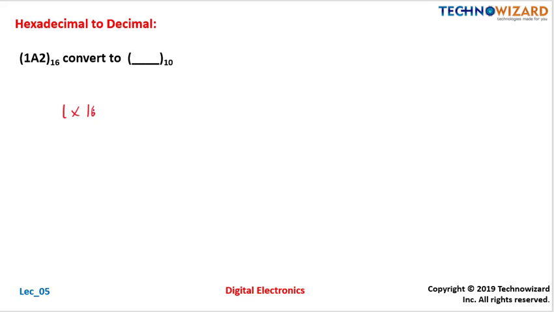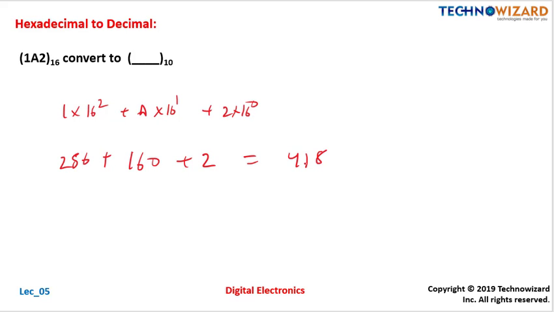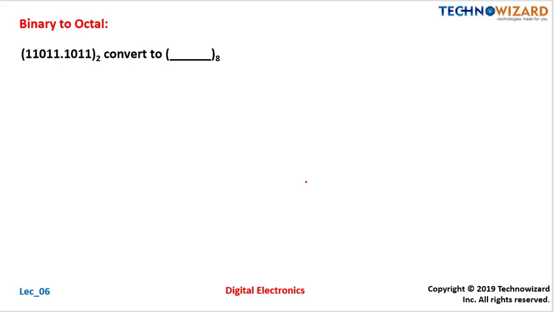Now hexadecimal to decimal, same: 1 into 16 squared plus A into 16 to the power 1 plus 2 into 16 to the power 0. So this will be 16 into 16 is 256, plus A is written as 10, 10 into 16 is 160, okay, 256 plus 160 plus 2. From here you will get 4118 as the correct answer in decimal number when you are converting hexadecimal to decimal. Okay.